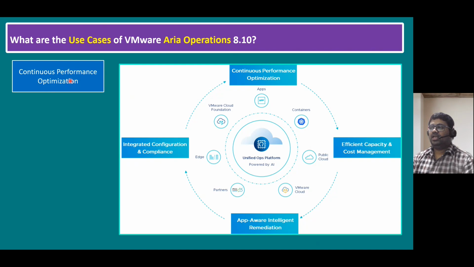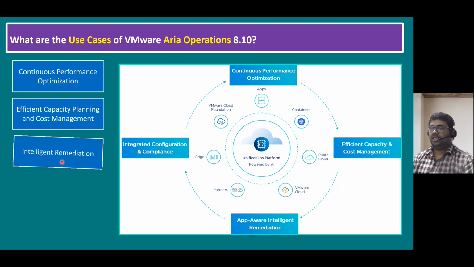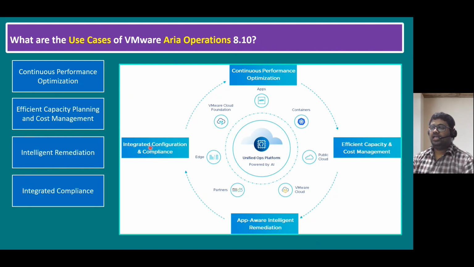Those points only I have highlighted here: continuous performance optimization, efficient capacity planning and cost management, and intelligent remediation and integrated compliance. And last but not the least, next generation operations platform for operational agility. That means this unified ops platform can monitor modern applications and containers. It can integrate with the public cloud, VMware cloud, and also the partner cloud platforms, edge environment, and also VMware Cloud Foundation. So that's the reason I mentioned these points here. These are all the main use cases of VMware Aria Operations.